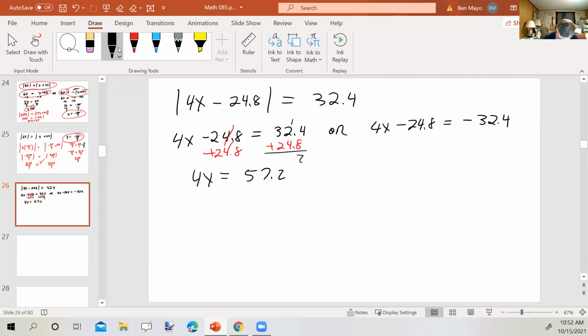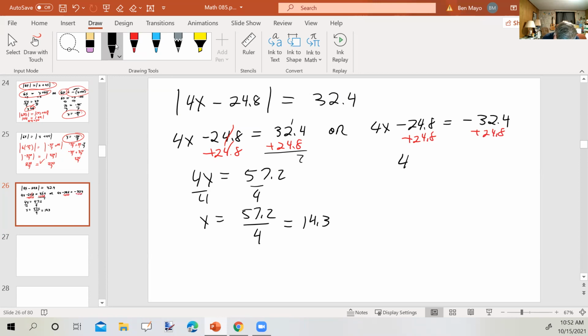57.2. Yeah, dividing by 4, let's see, 57.2 divided by 4 is 14.3. Okay. Second equation, we're going to add 24.8.